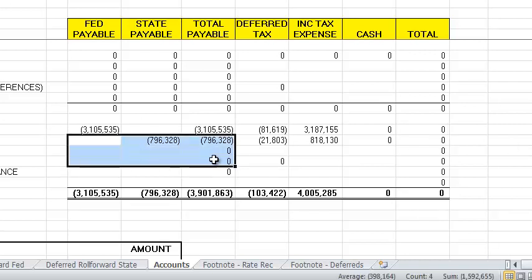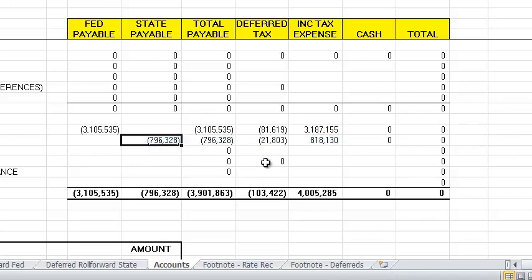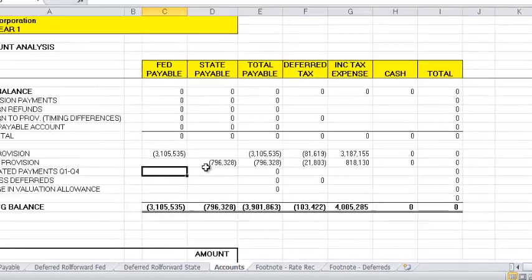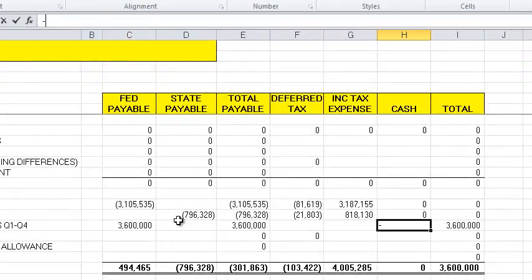And if you book your state provision, you do it the same way, right? You book with the amount that you've calculated you owe on your state tax return. You book the change in deferreds. Boom, you book the expense. Okay, and then a bunch of you were asking me about this payment thing. So I didn't show it in here, but if I was making a $3.6 million payment, I would debit my federal payable and credit cash.